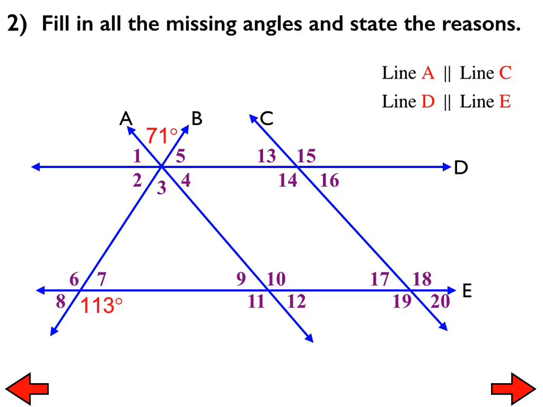Okay, but how do you know angle 1 is 113 without anything else? First of all, when I look at angle 1, that's an acute angle. That's not an obtuse angle. 113 degrees is bigger than 90, so it can't be 113.